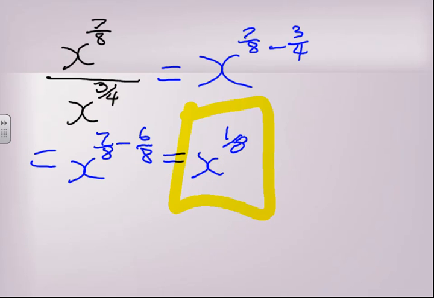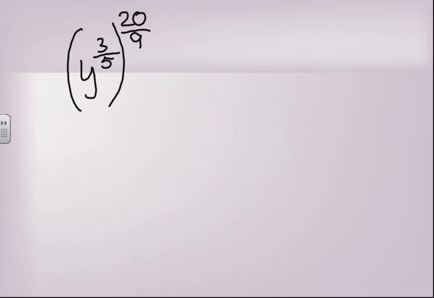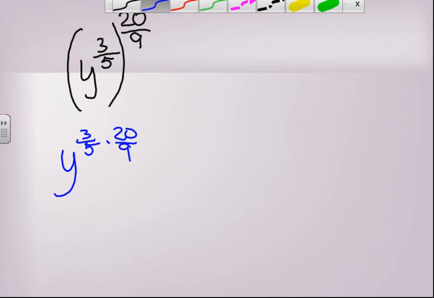Now, taking the power of a power, that's done a little differently again. In this case, since we're taking the power of a power, the base stays the same, but we multiply the two powers together. So what this ends up being is y to the 3/5 times 20/9. Now I'm going to simplify that a little bit to make my life easier.